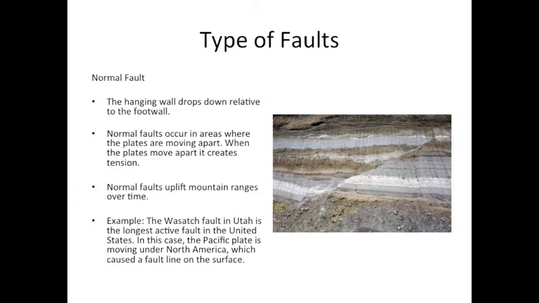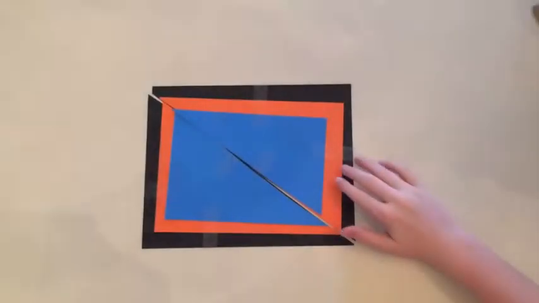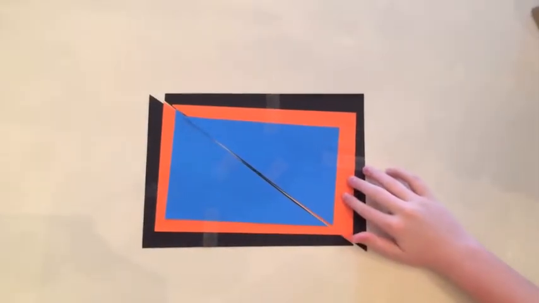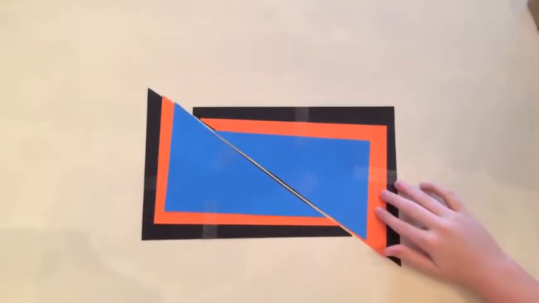Normal faults create mountain ranges. An example of a normal fault is the Zajac Fault in Utah. As you can see, the hanging wall is dropping relative to the footwall.